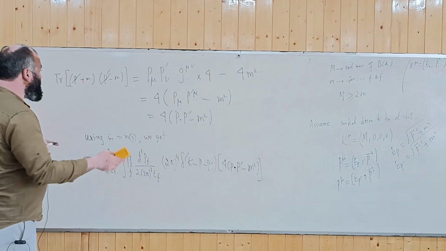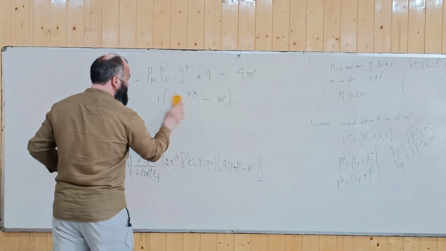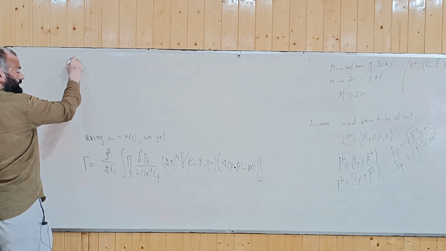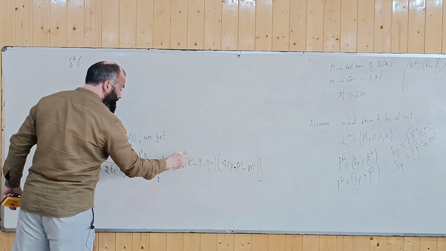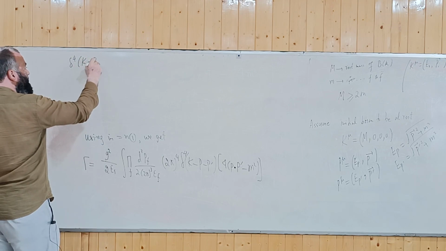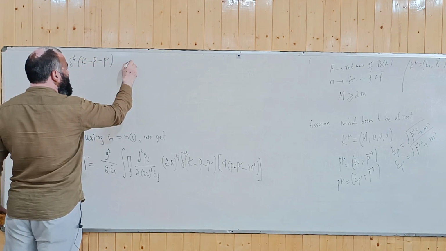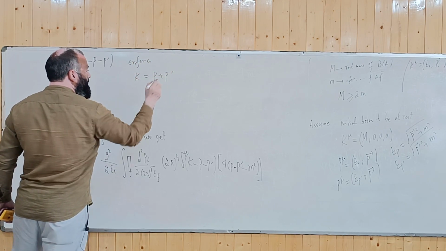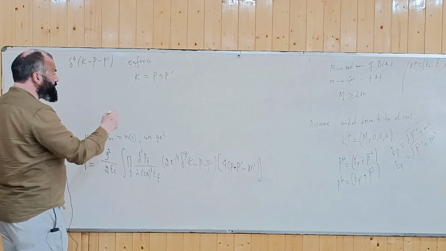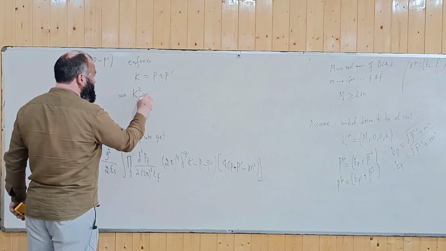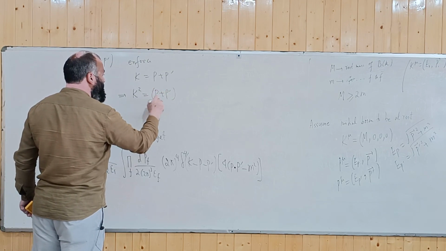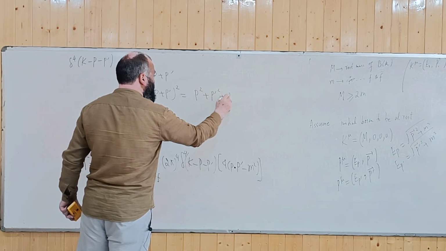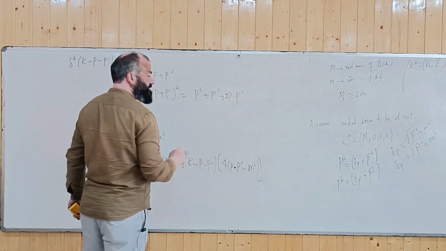So now let's go to this very delta function and see what it gives us. The delta function gives us the conservation rule. I want to evaluate this very factor. This delta 4, K minus P minus P prime, actually enforces that K is equal to P plus P prime. Now square the two, which implies K square is equal to (P plus P prime) whole square. So what does it give me? It is simply P square plus P prime square plus twice P dot P prime.